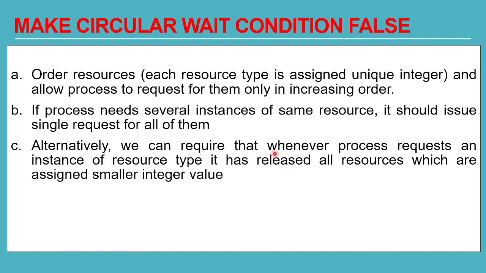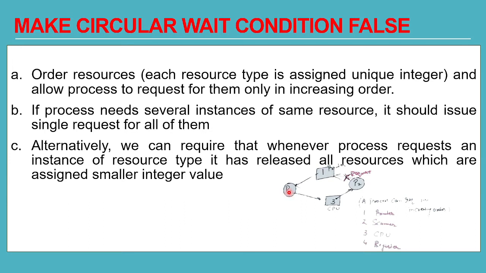Alternatively, we can require that whenever a process requests an instance of a resource type, it has released all resources which are assigned a smaller integer value. For example, there are two processes here, P1 and P2, and four resources numbered in increasing order. One is given to the printer, 2 to the scanner, 3 to the CPU, and 4th to the register.